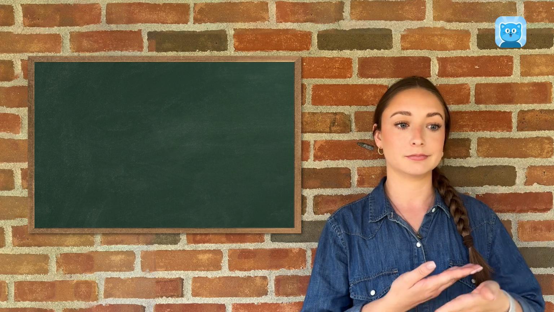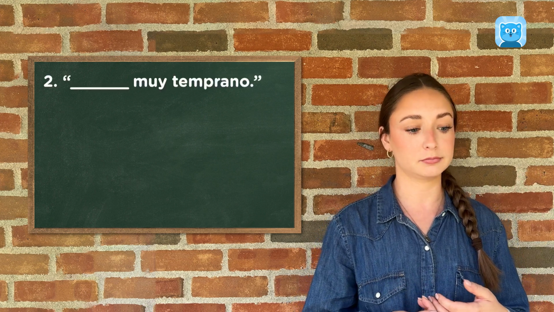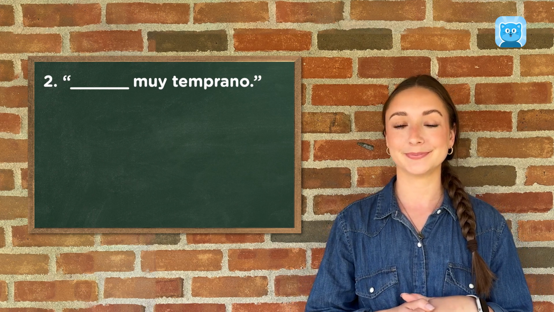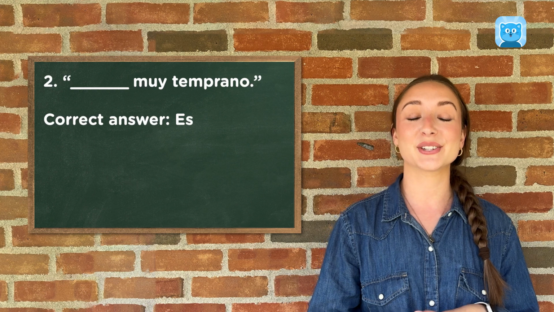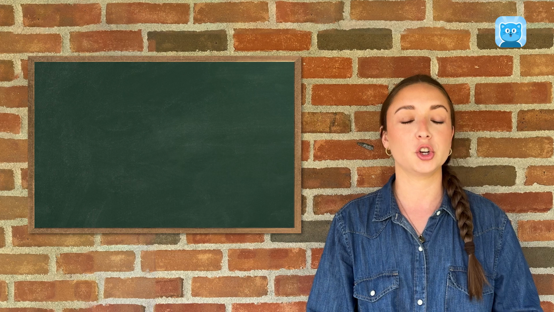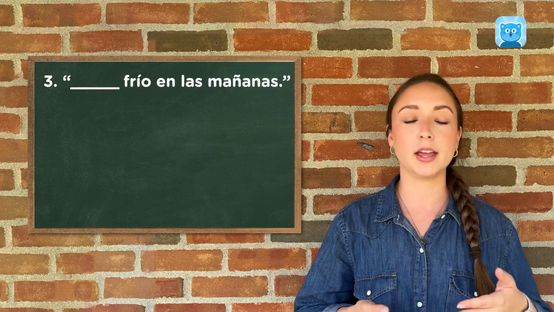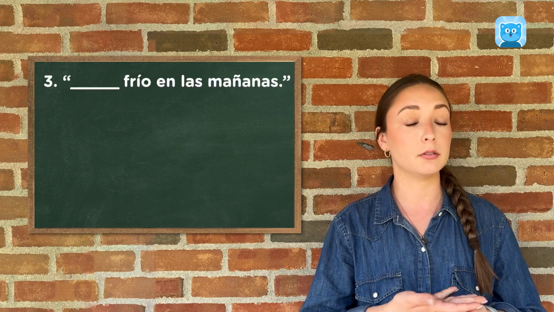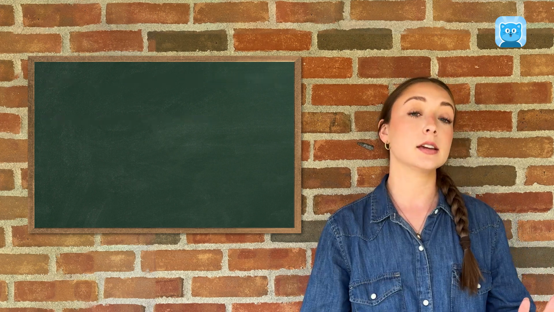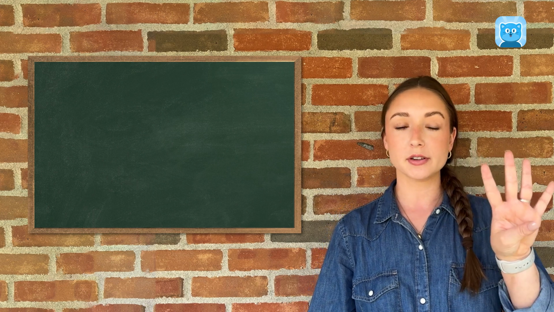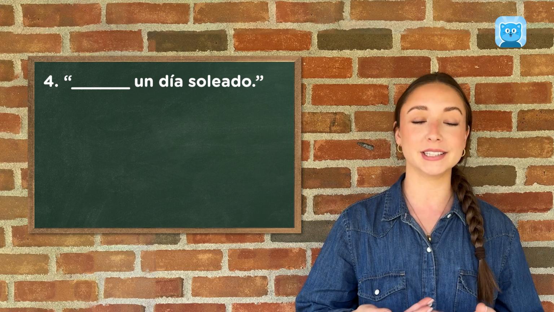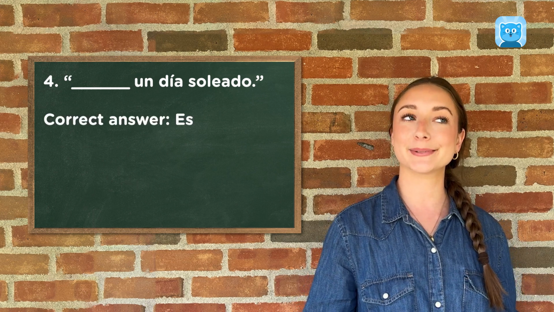Ejemplo número dos. Blank, muy temprano. In this case, the answer is es. Es muy temprano. It's very early, describing what it is. Número tres, blank, frío en las mañanas. The correct answer here, hace. Y finalmente, ejemplo número cuatro, blank, un día soleado. The correct answer here is es.